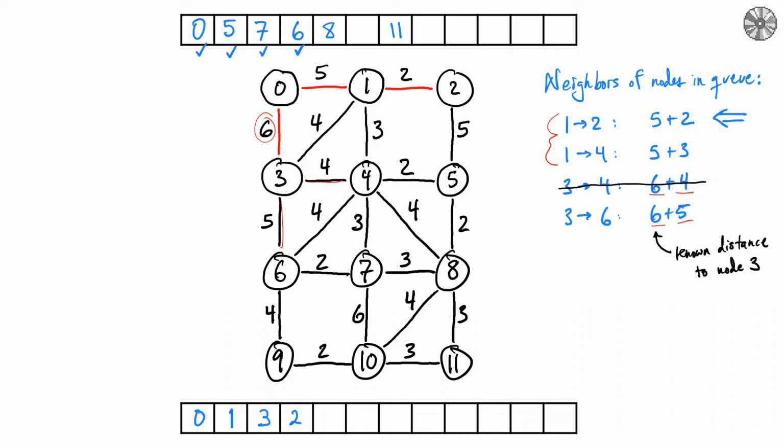Notice again that 3 to 4, this edge here, this distance provides a total distance of 10, which is bigger than the distance using 1, which is 7. And so we're never going to use this distance. And so that's why I've crossed that out.